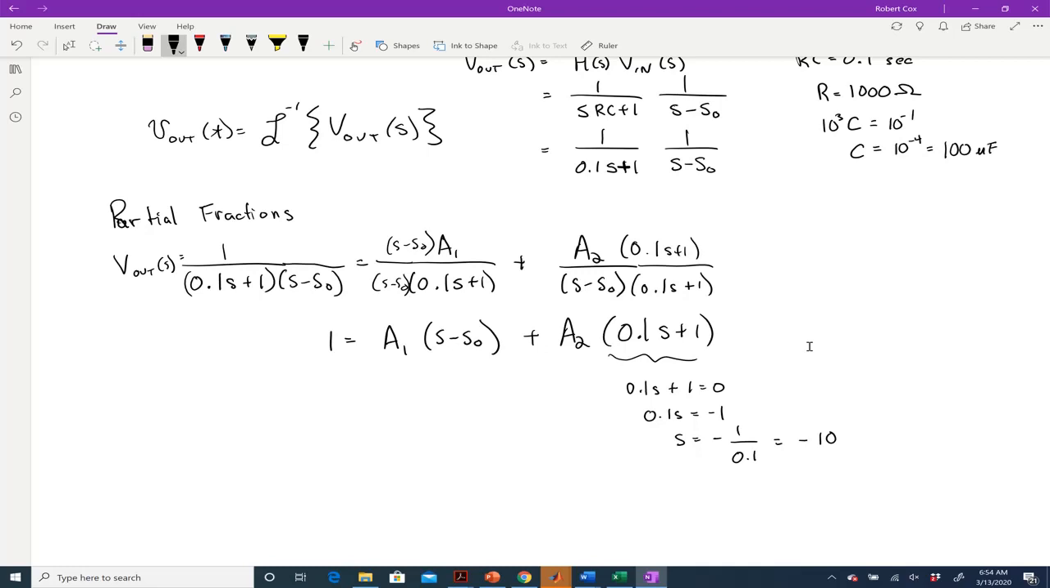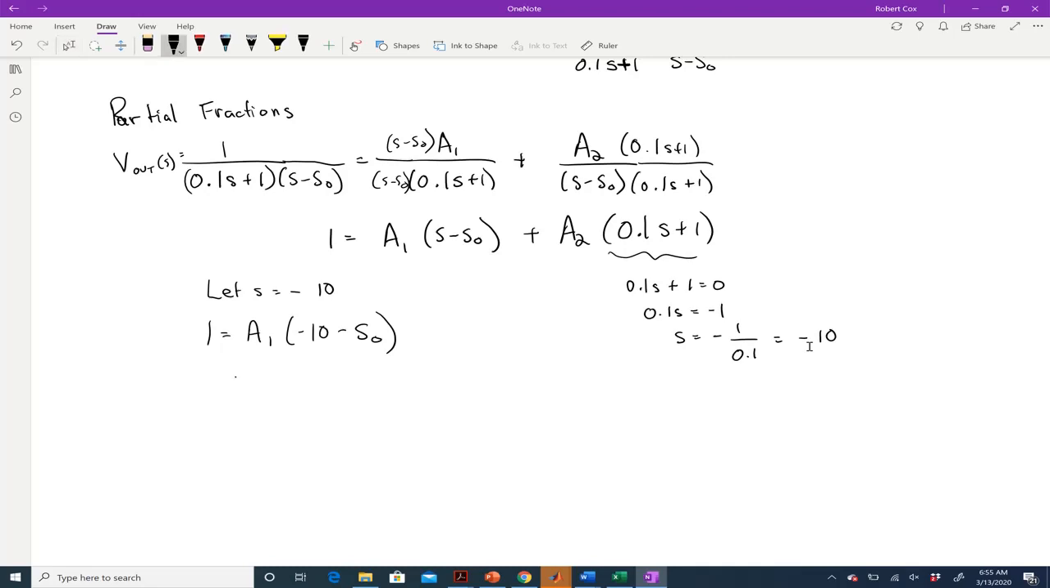Okay, so let's do that. So I'll say let S equal negative 10. So that means that this A2 term would go away, and I would have 1 equal to A1 times negative 10 minus S naught, like that. Okay?